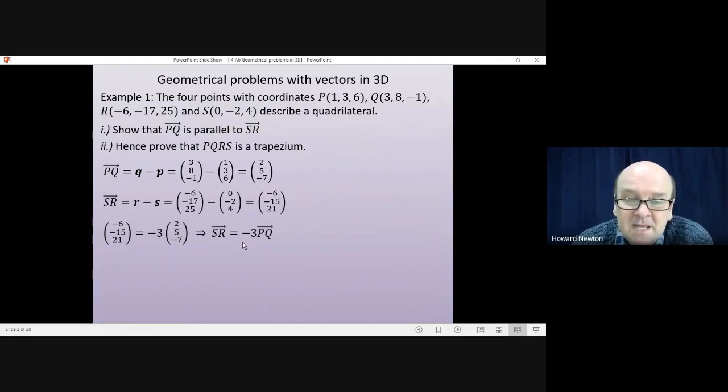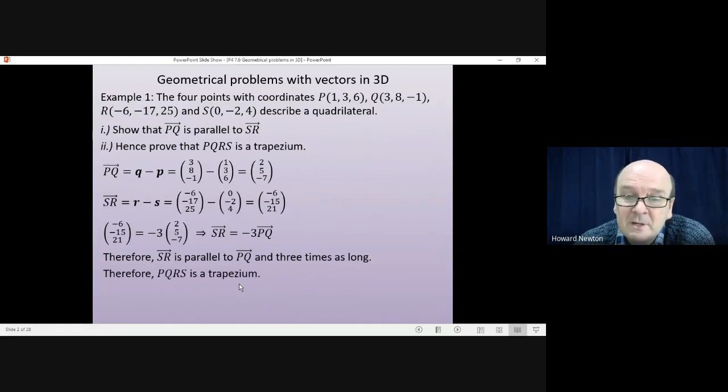That means that the vector SR is -3 times the vector PQ. It means it's 3 times as long, it is parallel, and it goes in the opposite direction. That's what the minus would mean. But the only thing that matters from our point of view is that SR is parallel to PQ, and it's not the same length. It's 3 times as long. Now, if you've got a quadrilateral and 2 of the sides are parallel but not the same length, then you must have a trapezium.